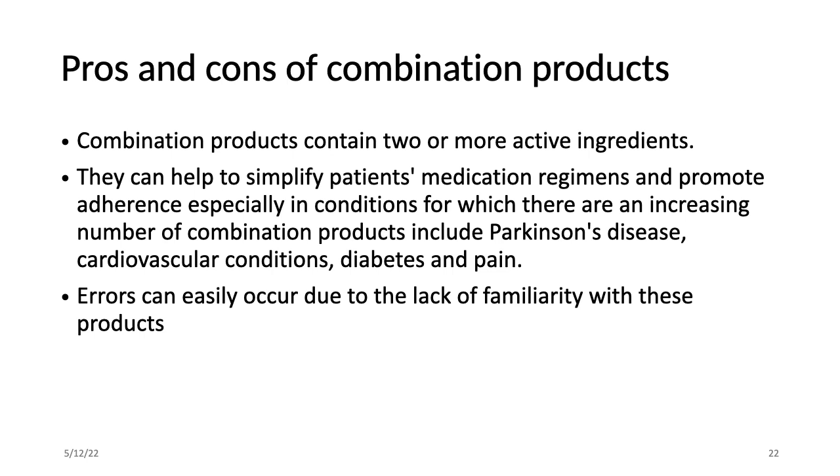Combination medication is one of the formulations that we need to pay attention to. Combination products contain 2 or more active ingredients. They can help to simplify the patient's medication regimen and promote adherence, especially in conditions for which there is an increasing number of combination products, like Parkinson's disease, cardiovascular conditions, diabetes, and pain medication. Errors can occur due to lack of familiarity with these products.